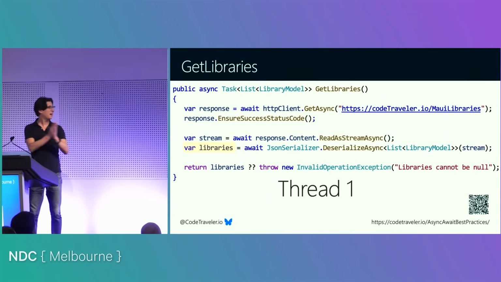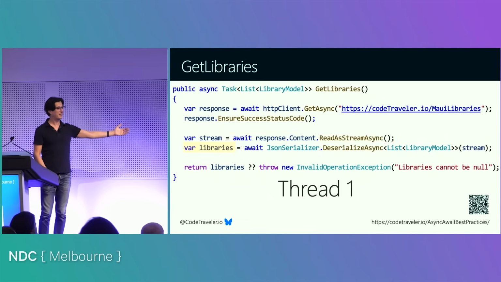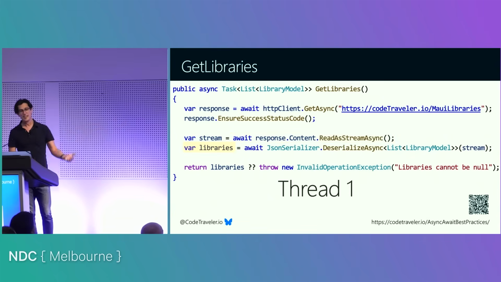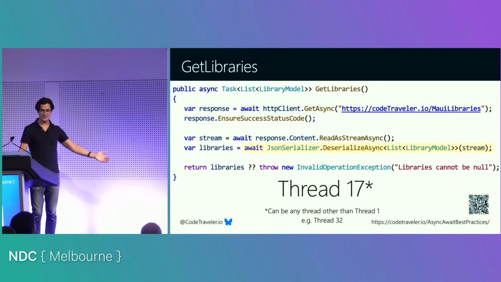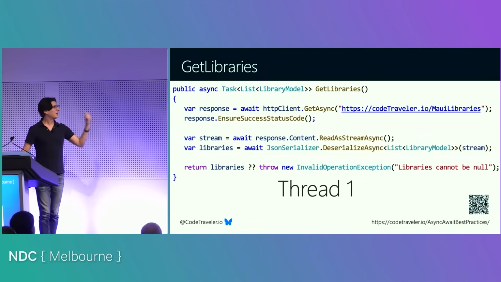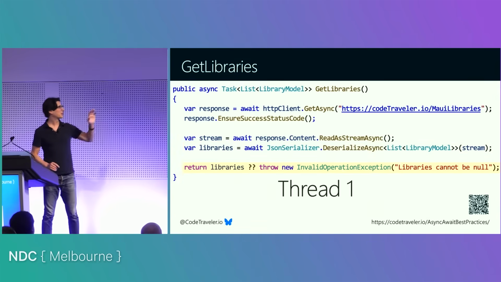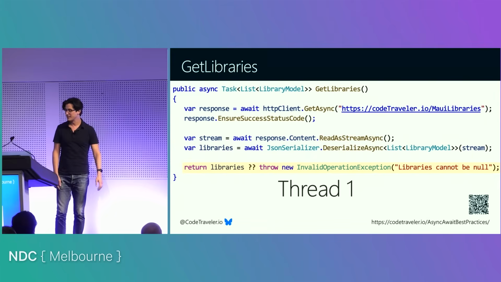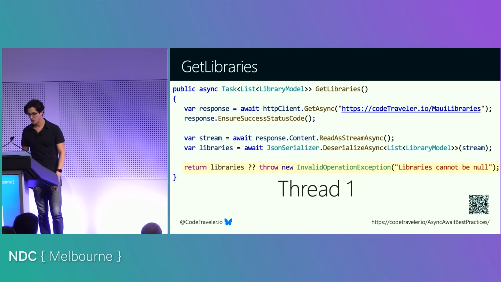It doesn't have to be thread 5, and it won't be thread 5 every time, certainly, but when it's done, again, we return back to the calling thread. Thread 1 jumps back in, initializes this variable libraries, hits the await keyword again, deserialize async runs on a background thread. We come back again to thread 1 to return the value, or to throw an invalid operation exception just in case something went wrong.